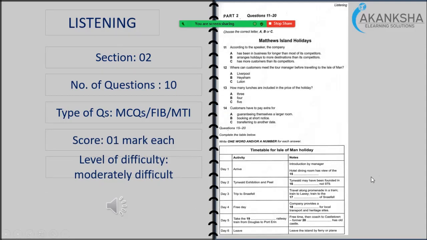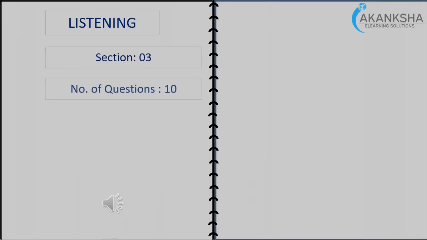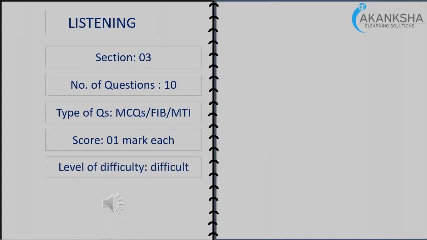So this way, you will be given some time before each of the sections starts, and you will have to answer all these questions while the tape is on. All right, now let's see how section 3 looks. Here also you have 10 questions, and you have multiple choice questions, fill in the blanks, and match the information questions. Here you have 1 mark again for each of these questions. The level of difficulty is a bit higher compared to sections 1 and 2.